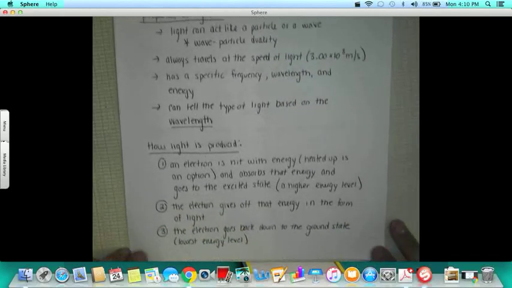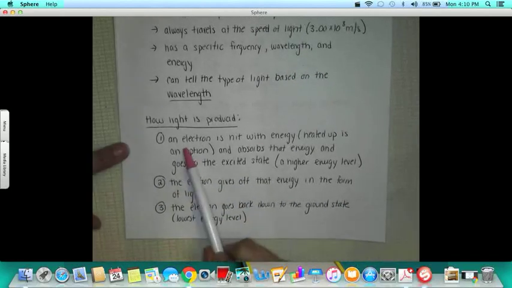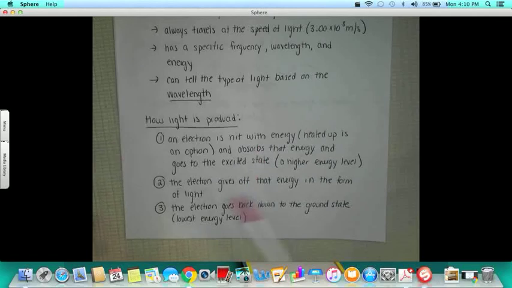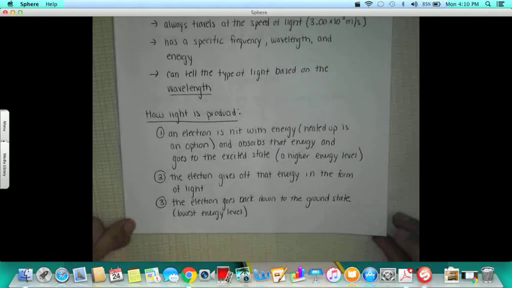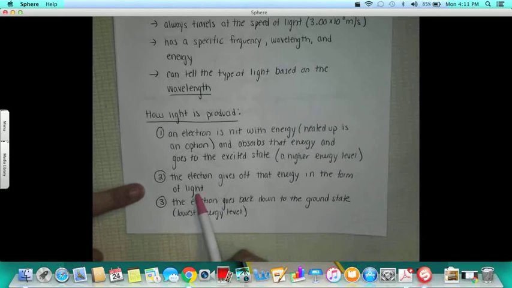Let's talk a little bit about how light is produced. So an electron will be hit with energy. There's a few different ways that an electron can be hit with energy, but one of them is by heating it up. And so if that electron absorbs energy, it will go to something called the excited state. The excited state just means that the electron is at a higher level than where it started. Now, when in an excited state, the electron can't really stay there for very long. It can't hold on to that new energy because it wasn't supposed to have that energy in the first place. So the electron gives it off in the form of light.